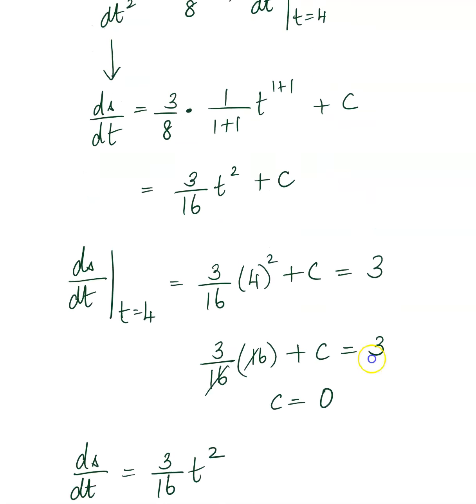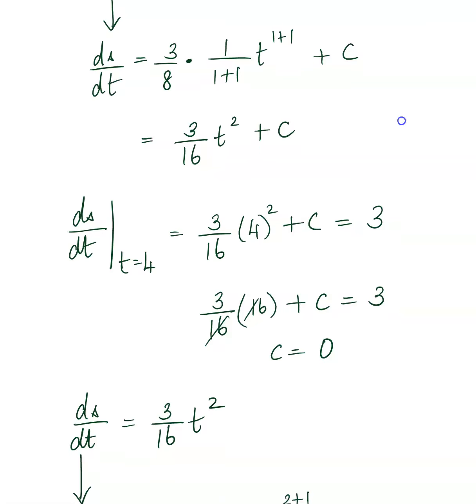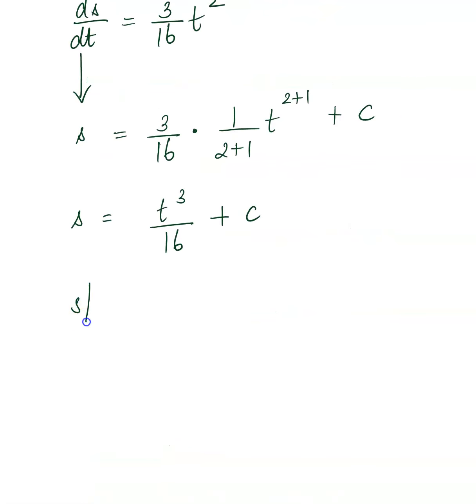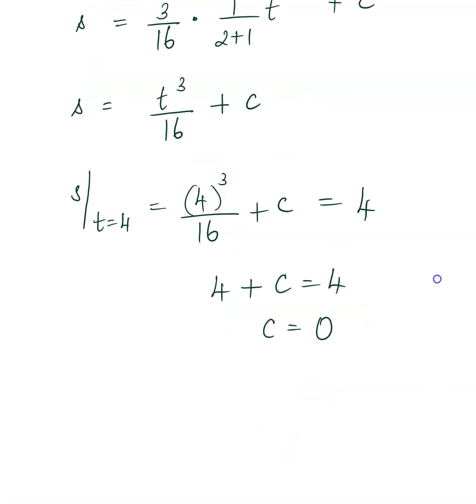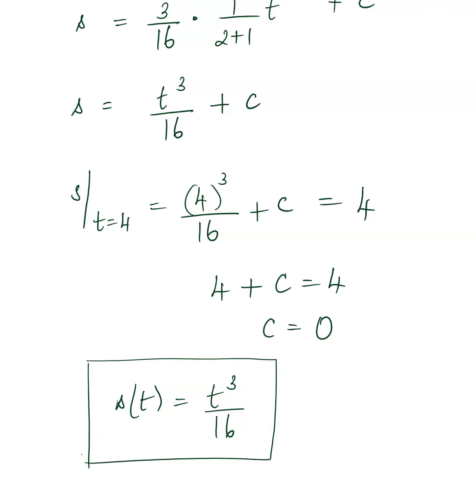Now we are given s of 4 equals 4. So to use that crisp notation, I'll say that t is 4. The whole equation is equal to 4. So 4 cubed over 16 will be a 4. So 4 cubed is 64. Oh, once again, c comes out to be 0. So your s of t will be t cubed over 16 itself. And that's what we want to find.